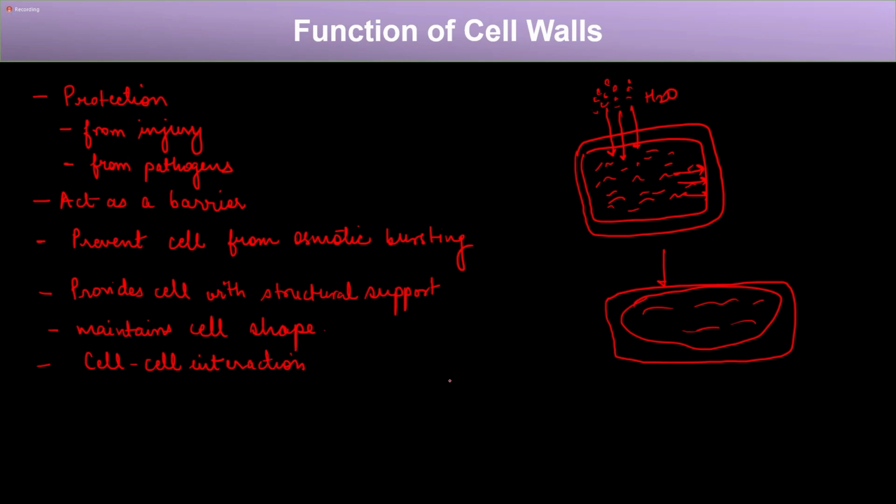Remember, we had the middle lamella. This middle lamella was gluing the cells together. Then we also saw the plasmodesmata, which was connecting adjacent cytoplasm. So in this way, it also helps in cell-cell interaction. So we saw what a cell wall is, what the different layers of a cell wall are, what their roles are, and what the functions of the cell wall are.